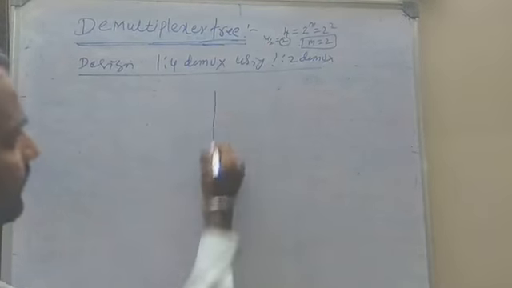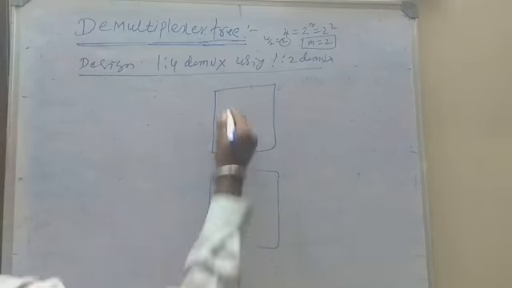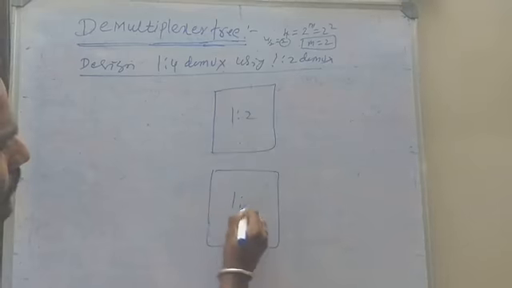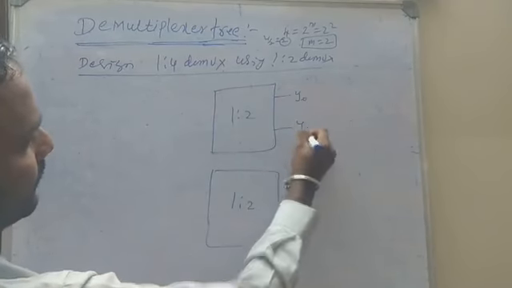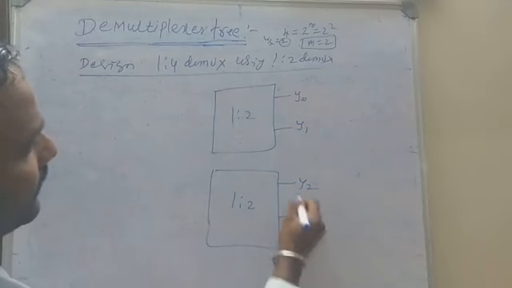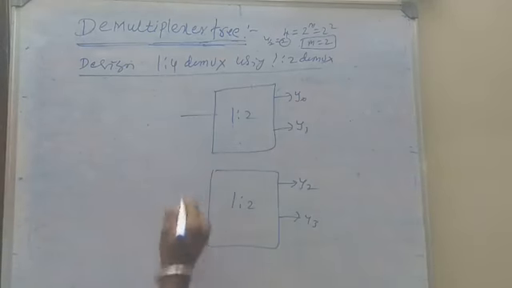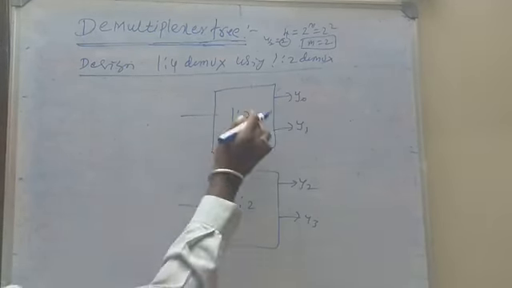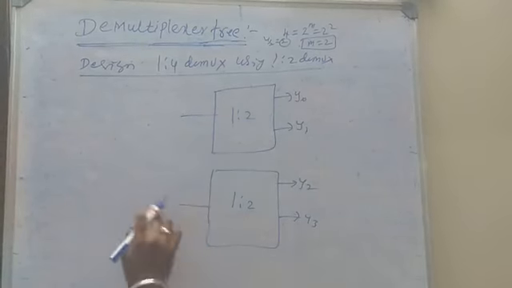We just draw the 1:2 demuxes first. Okay, here 1:2 demux, 1:2 demux. So what are the two outputs? So y0 and y1. Here y2 and y3. Okay, so totally 4 outputs. So here you are having 2 inputs. Okay, for demux 1 one input, and demux 2 another input.